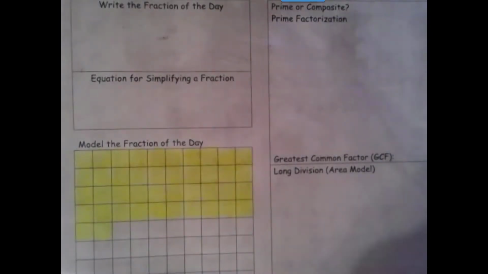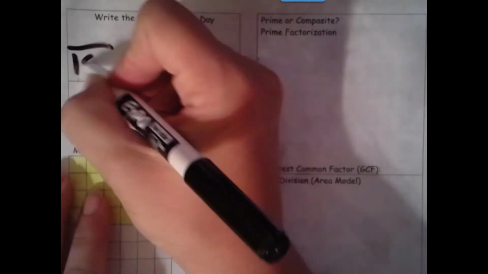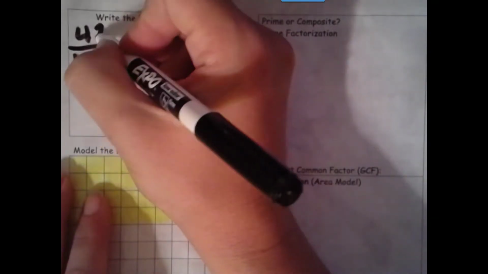Okay, so let's get our beginning fraction down. We have a total of 180 school days. We're on day 42.